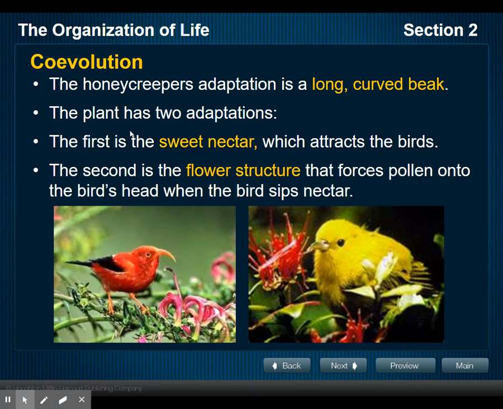Now this can be a good thing and it can be a bad thing. If you can only bring nectar from one flower, what happens if something happens to the flower? You die. And if the flower can only be pollinated by one bird, what happens to the flower if something happens to the bird? It dies. Is that why we have bees?